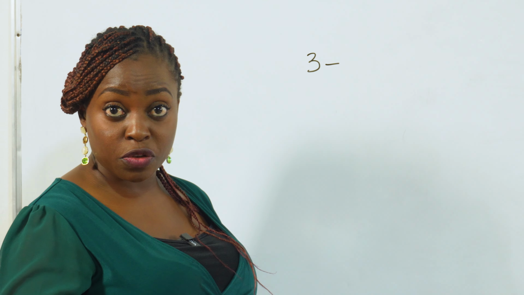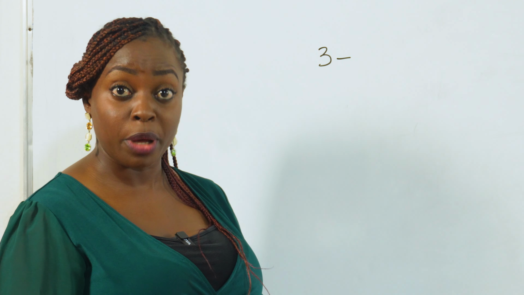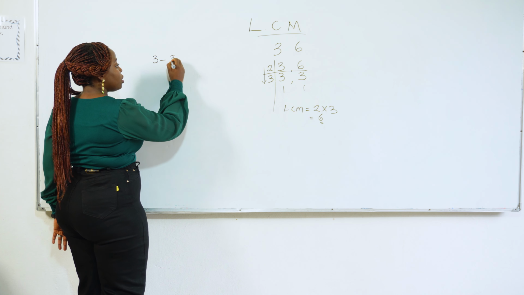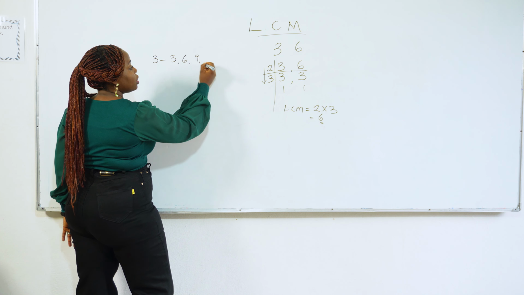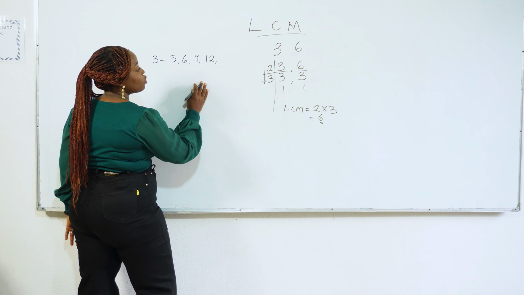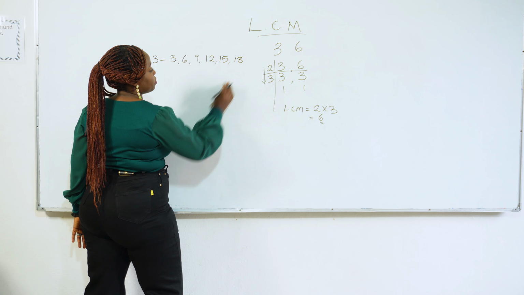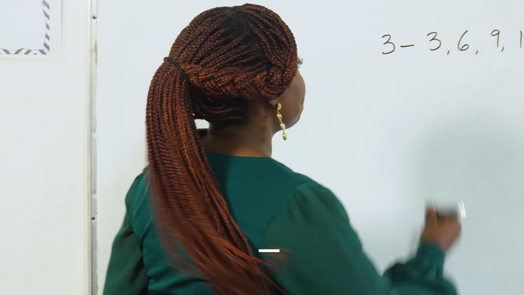Let's list out the multiples of 3. So remember, your multiples are when you multiply that number by 1, 2, and going forward like that. So 3, 6, 9, 12, 15, 18. Now let's list multiples of 6.